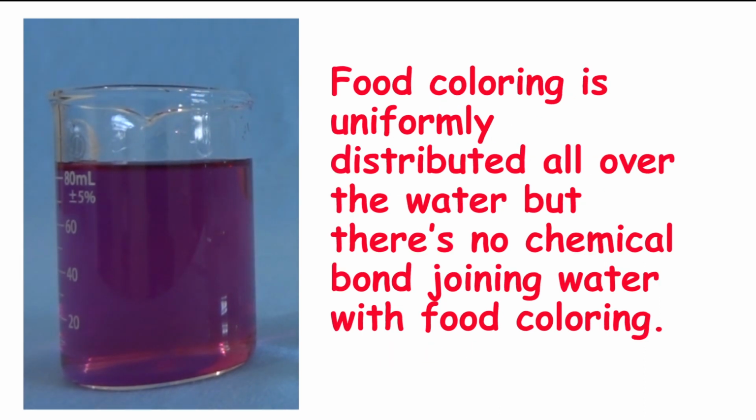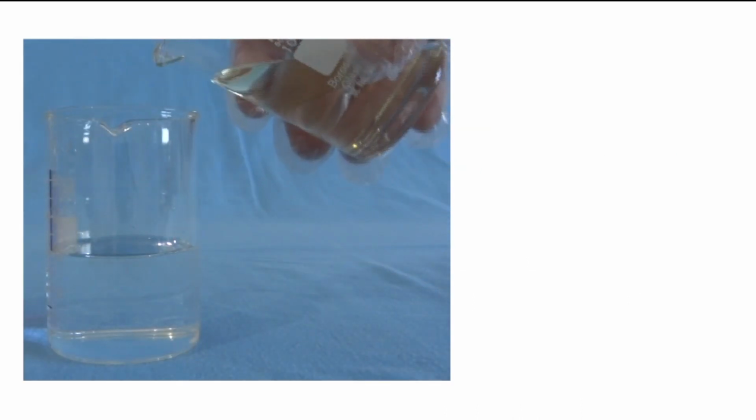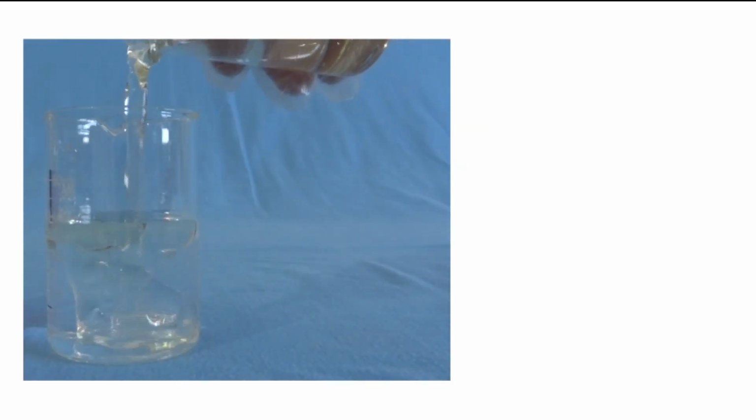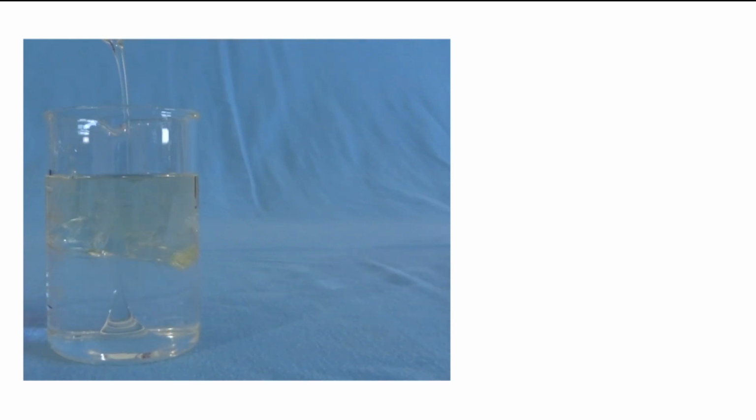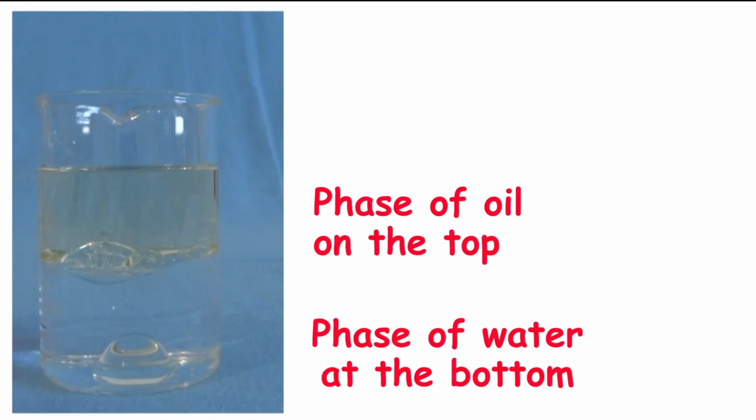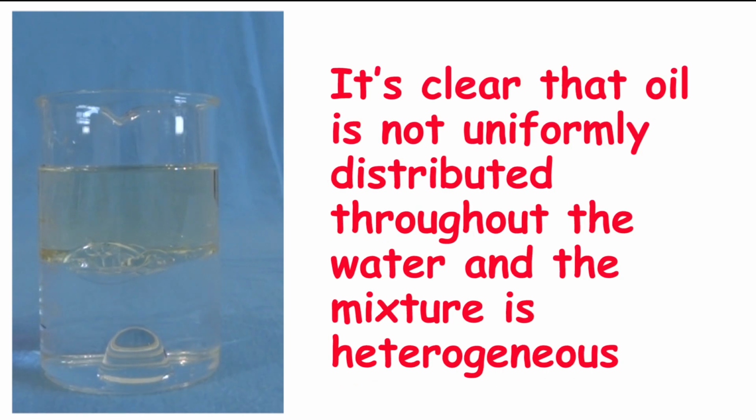Keep in your mind that food coloring is uniformly distributed all over the water, but there are no chemical bonds joining the water to the food coloring. However, in the example of water and oil, it's obvious that there are two phases. The oil is on the top of the water. So it's clear that the oil is not uniformly distributed throughout the water and the mixture is heterogeneous.